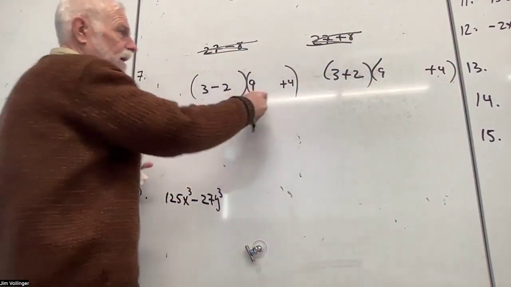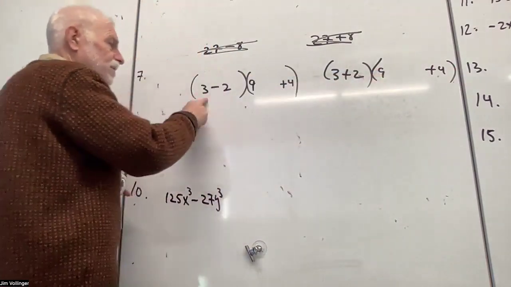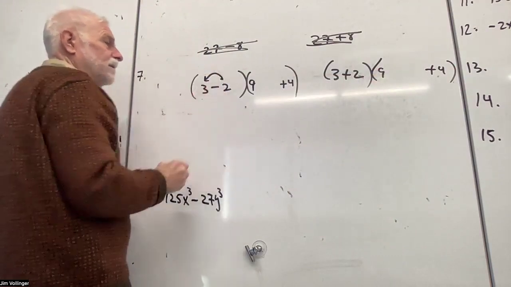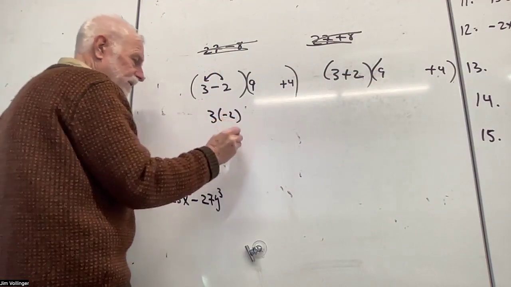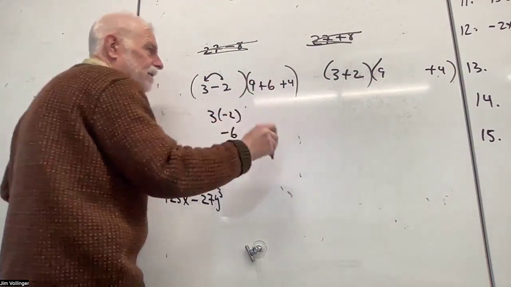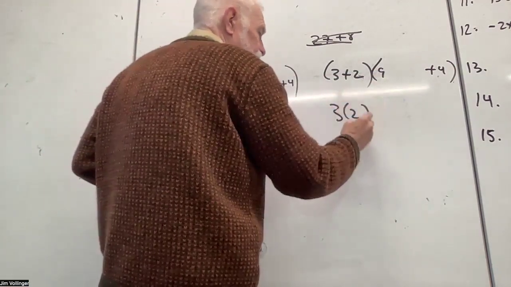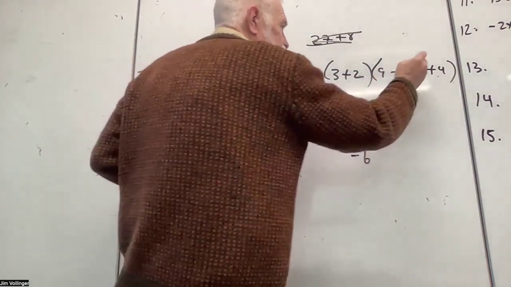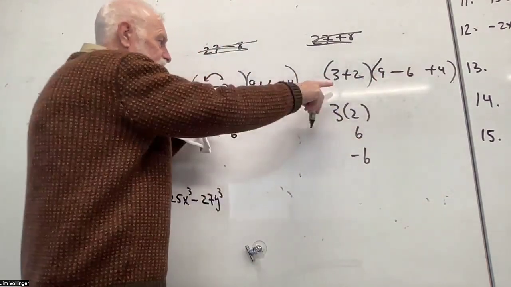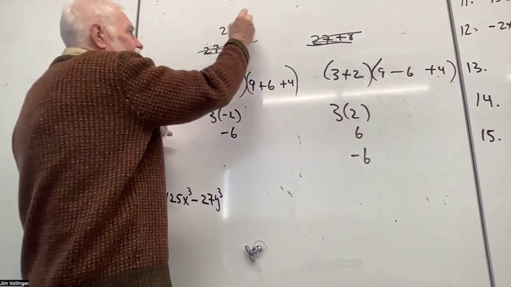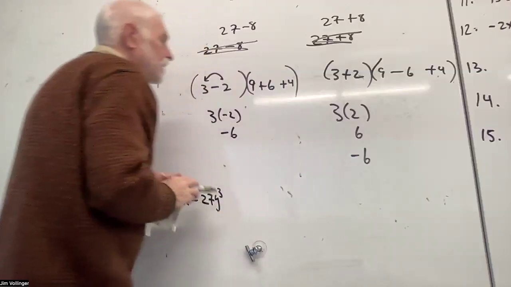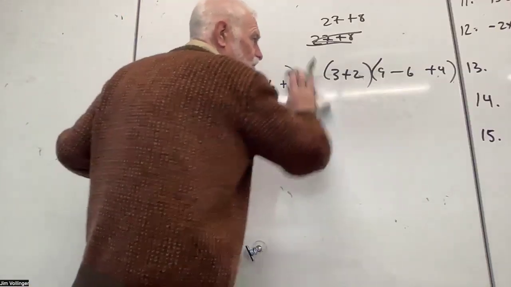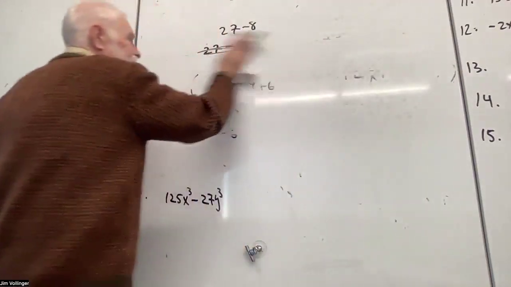I know I got to square the first and square the second. Challenge is to learn how to do the middle term. And the middle term is this product. 3 times -2 is -6, changing that sign. 3 times 2 is 6, and changing that sign. Those products will give me 27 minus 8 on the left and 27 plus 8 on the right. So what happens when we increase the level of difficulty slightly?